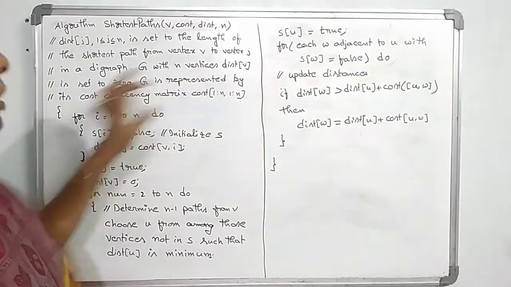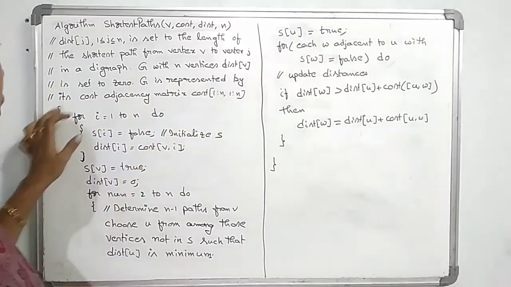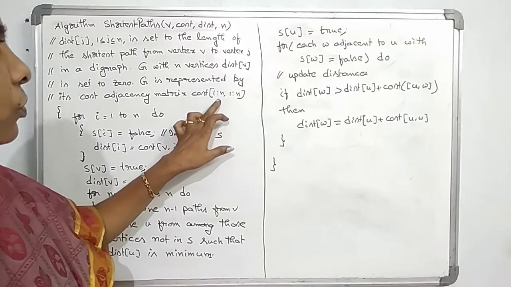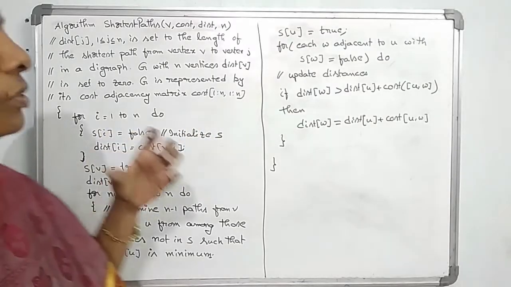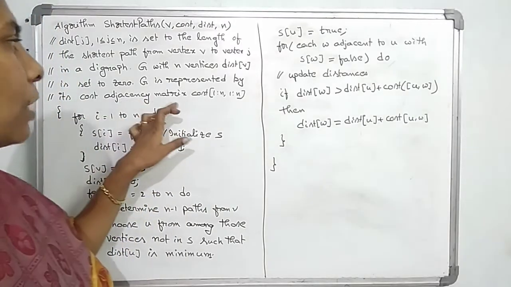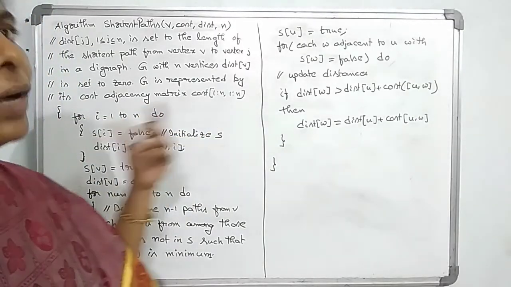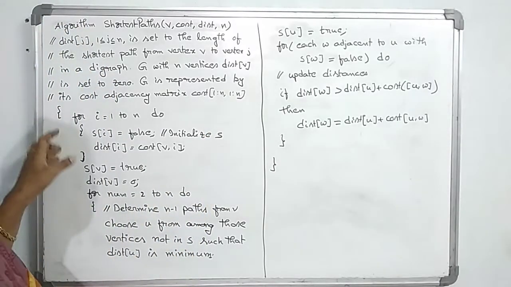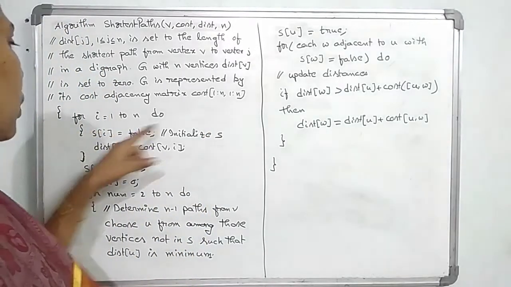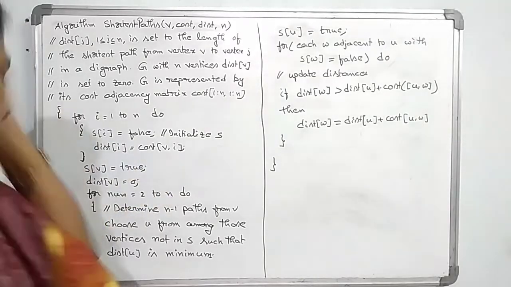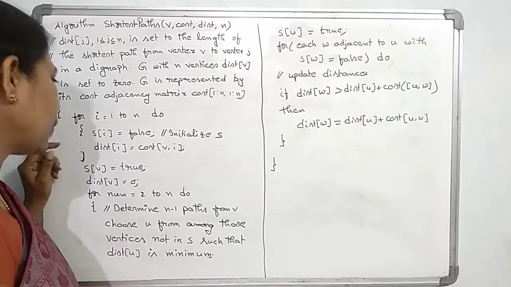Initially distance is 0. G is represented by the cost adjacency matrix, cost of 1 to n by 1 to n. That means first you take the graph, and then you identify the adjacency matrix of the graph. Depending on the adjacency matrix, you can find the shortest path. Initially, for i equal to 1 to n, S of i equal to false and distance of i equal to cost of v, i. So you initialize the shortest path.